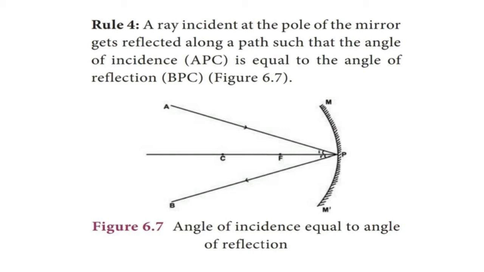Rule 4. A ray incident at the pole of the mirror gets reflected along the path such that the angle of incidence APC is equal to the angle of reflection BPC. Here in this diagram, you can understand that a ray reaches the pole and reflects back. The incident and reflected rays make equal angles: APC is the incident ray and BPC is the reflected ray. So angle i is equal to angle r.